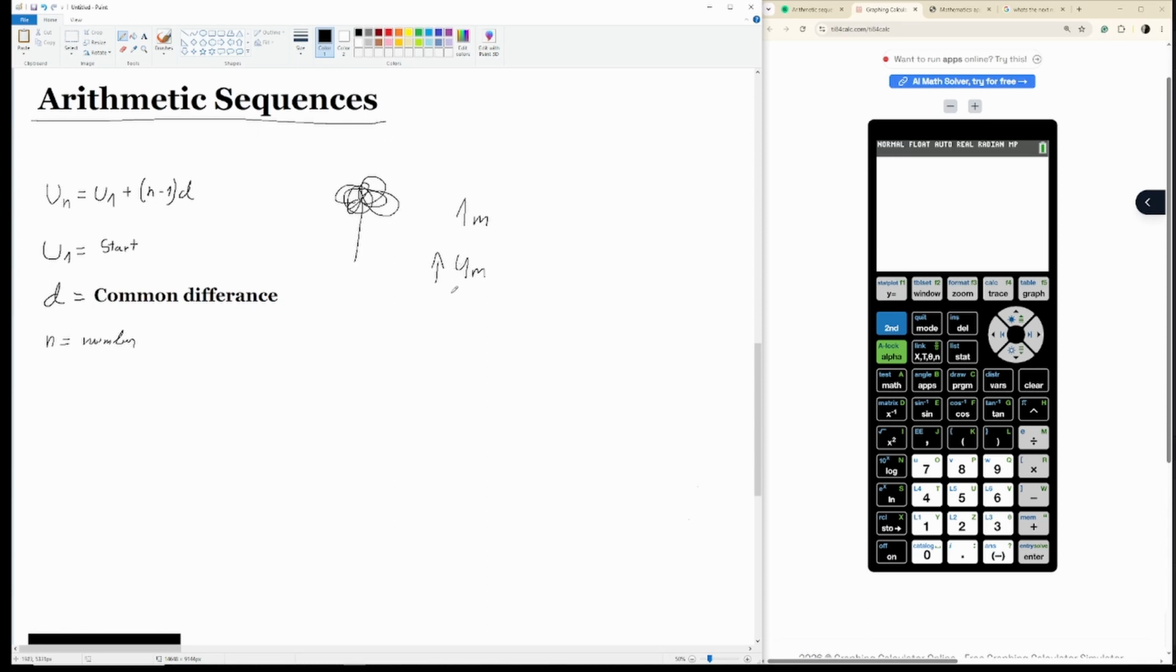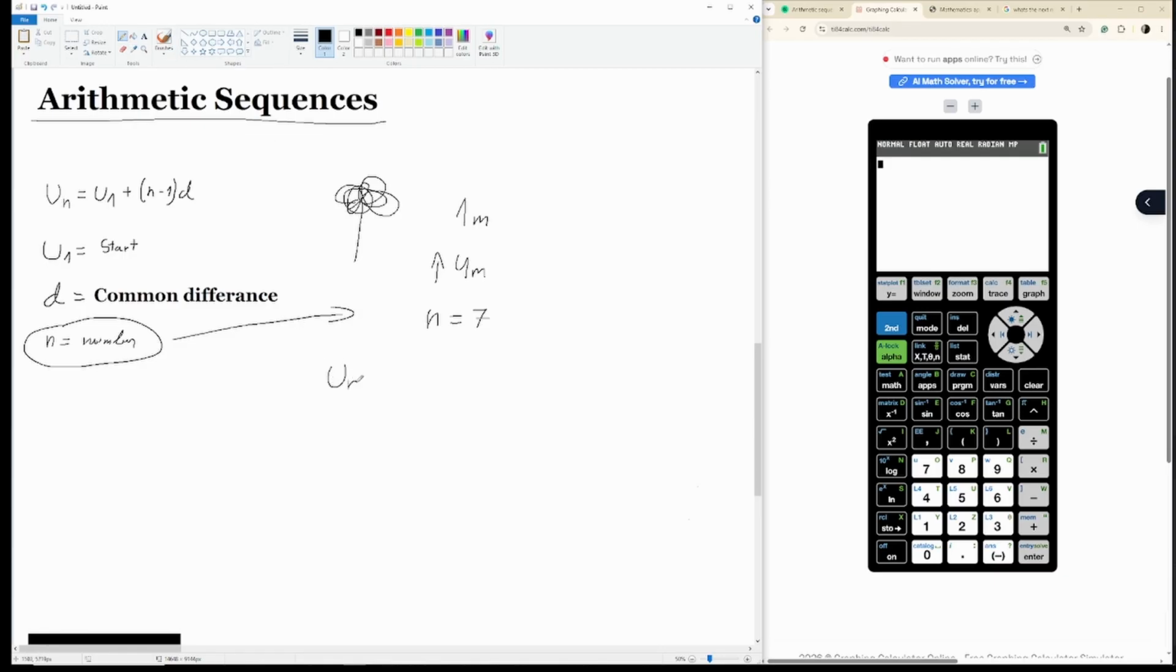And let's say that the question asks us, what is the tree's height in the 7th year? Then we understand that n is 7. So essentially, n in most cases is the time frame. And then you can just plug in your data.